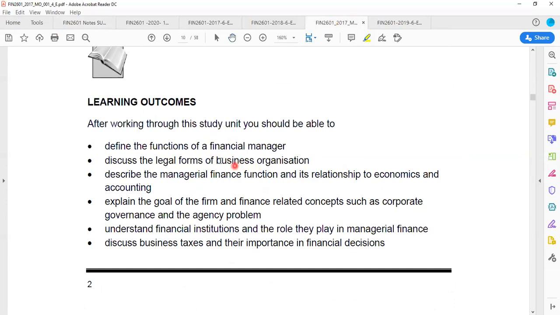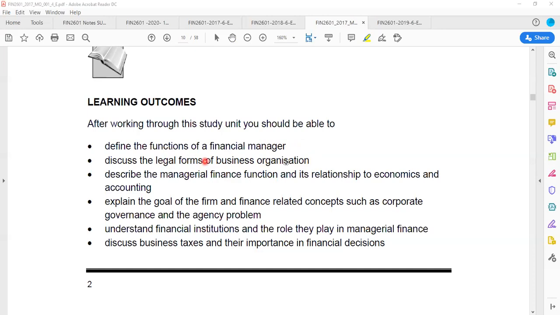So for study unit 1, when you're getting ready for the exam, you don't have to spend too much time here. They say you need to know the functions of a financial manager. A financial manager raises money through financing and then invests that money through investing. So those are the 2 functions of a financial manager. Basically helping with raising money, which is known as the financing decision, and then investing that money, which is known as the investment decision. And then discuss the legal forms of a business organization.